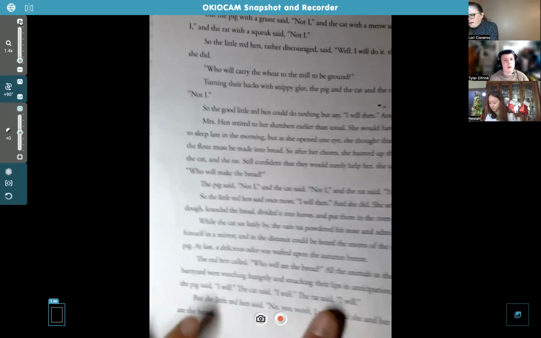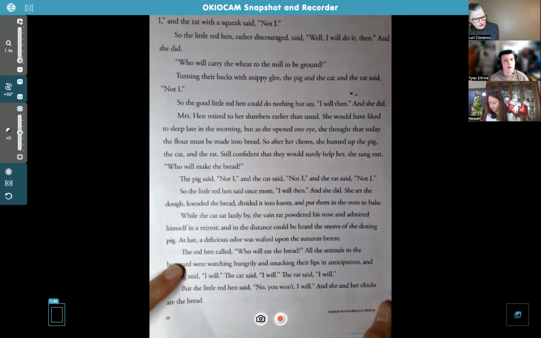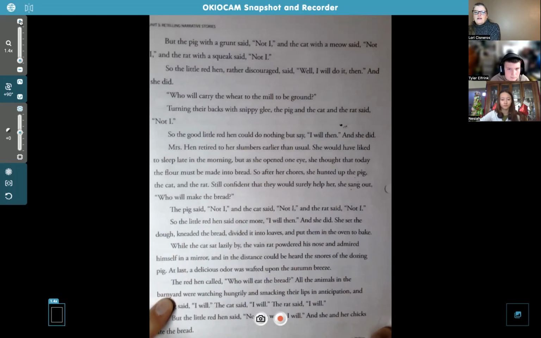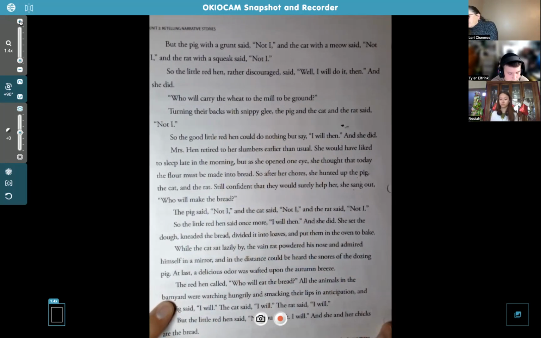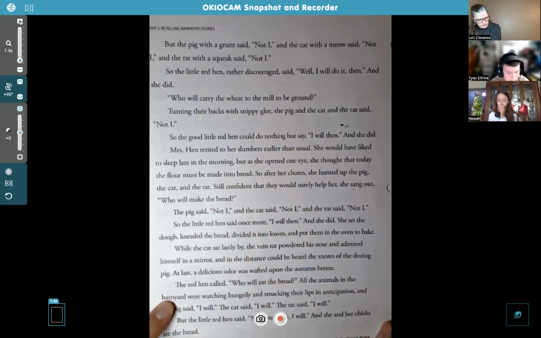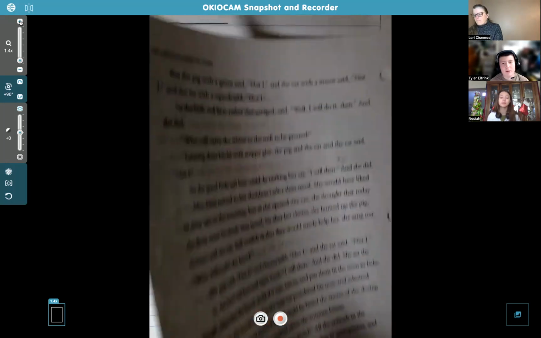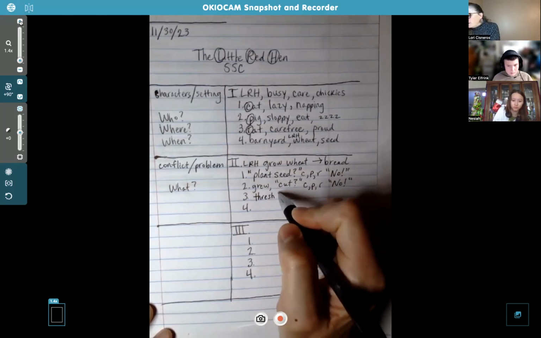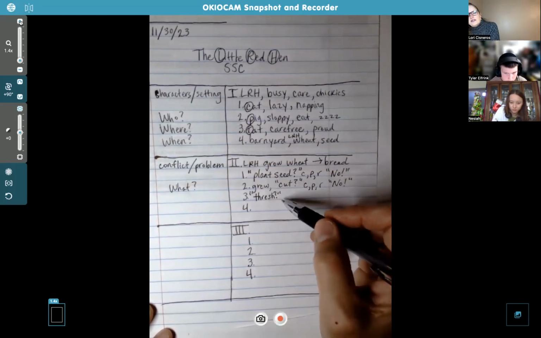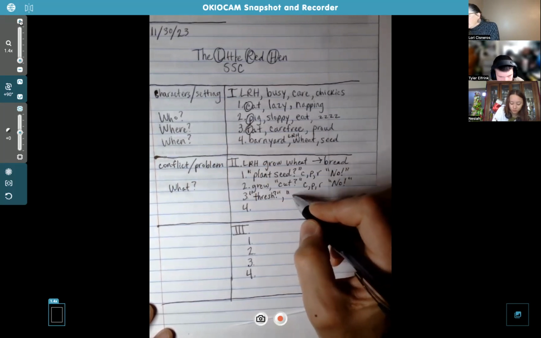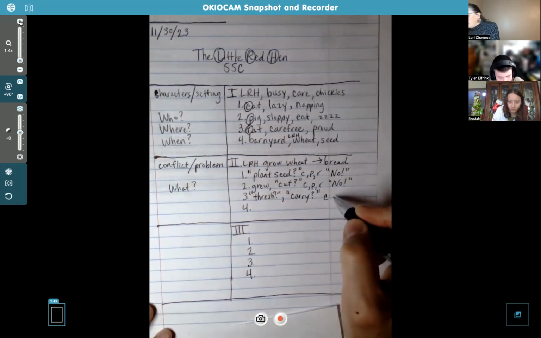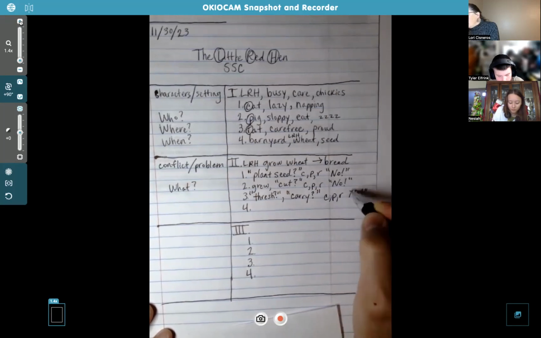So we can say, and then after that, on the back side, because we're running out of space on our outline here. What is the next part she asks, Tyler, after who will thresh the wheat? What's the next part on the back that she asks? Who will carry the wheat to the mill to be ground? Yes. Okay. So she's asking who will thresh. We'll put thresh there, comma, carry. And then, of course, C, P, R, they all say no again.